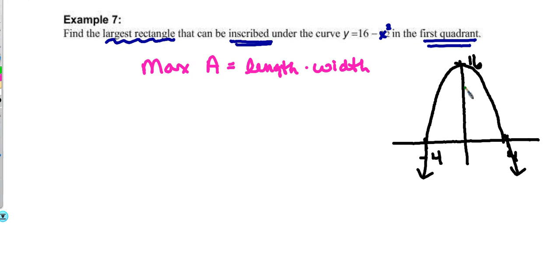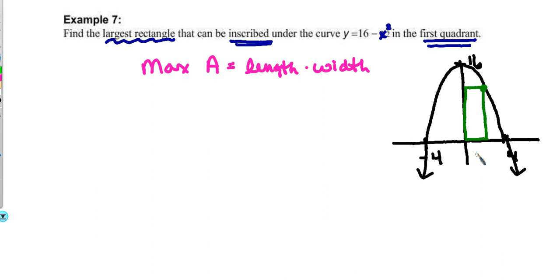This is something important. It's not always in the first quadrant. It might be a rectangle just under the curve. But this is a rectangle in the first quadrant, and inscribe means your corner is going to be just touching it. And so this is a representative rectangle of what we're looking at.